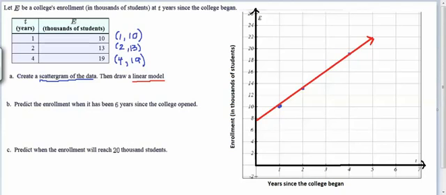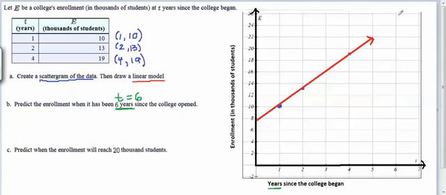All right, and now let's look at the analysis questions they're asking here. First, they want us to predict the enrollment when it has been 6 years since the college opened. So we've got this number 6. We want to think about it, is that a T value or an E value? Well, the units here are years. That matches our T units of years. So this is telling us T equals 6. So we can go up to our line if we have T equals 6.